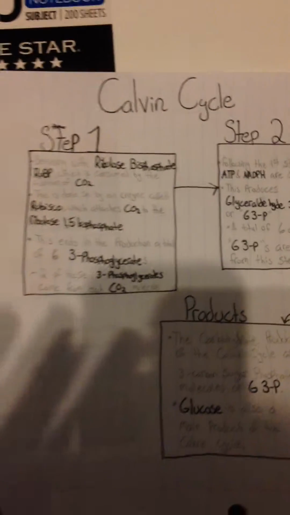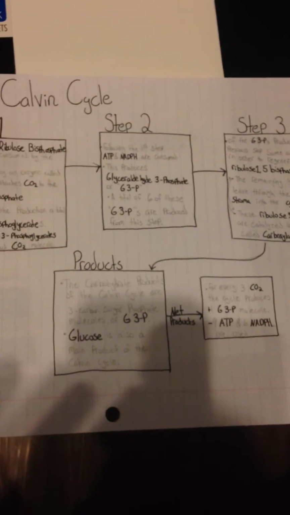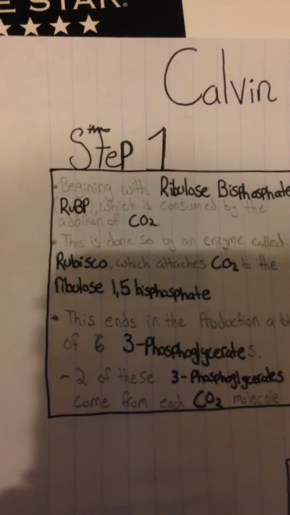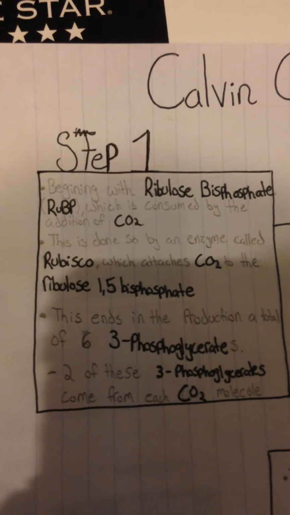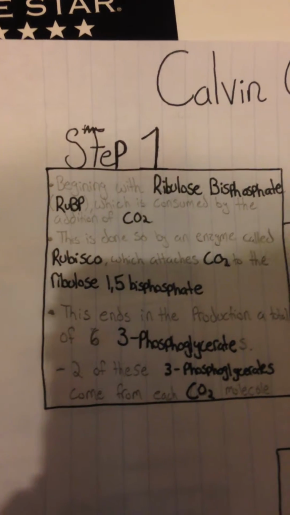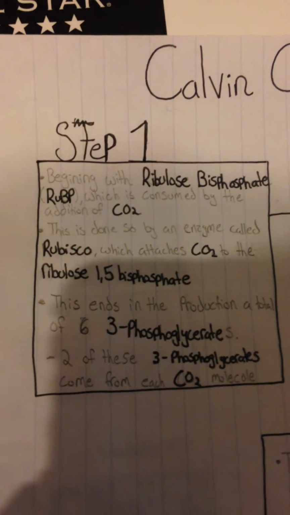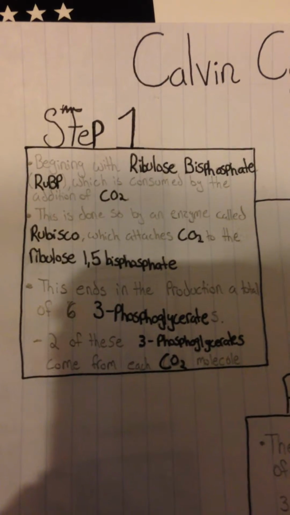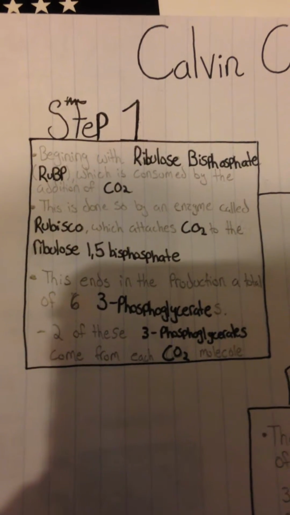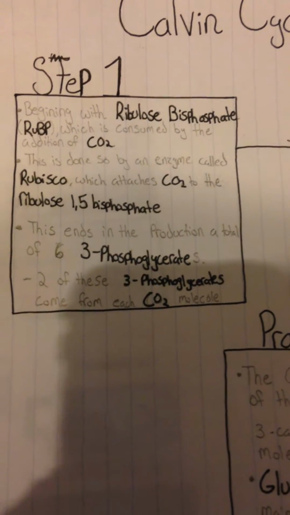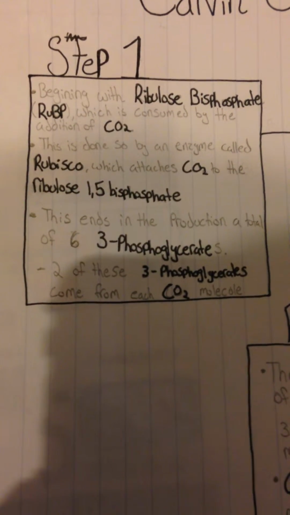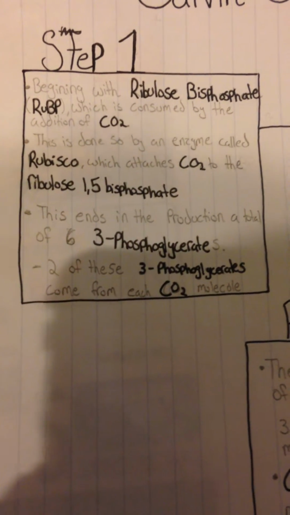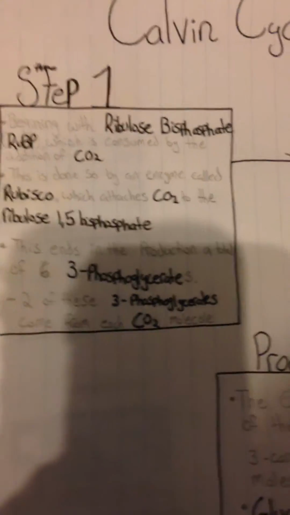And now entering the Calvin cycle, I've broken it down into 3 steps, its products, and then the net products. So starting with step 1, it begins with ribulose bisphosphate, or RuBP, which is consumed by the addition of a carbon dioxide. This is done by the enzyme Rubisco, which attaches the carbon to ribulose 1,5-bisphosphate. This step ends in the production of a total of 6 3-phosphoglycerates. 2 of these 3-phosphoglycerates come from each CO2 molecule that initially entered.